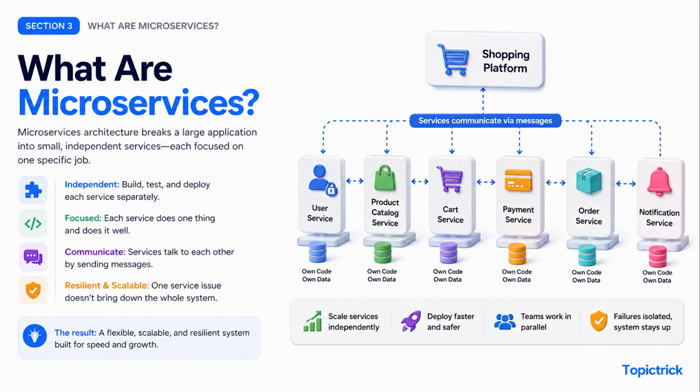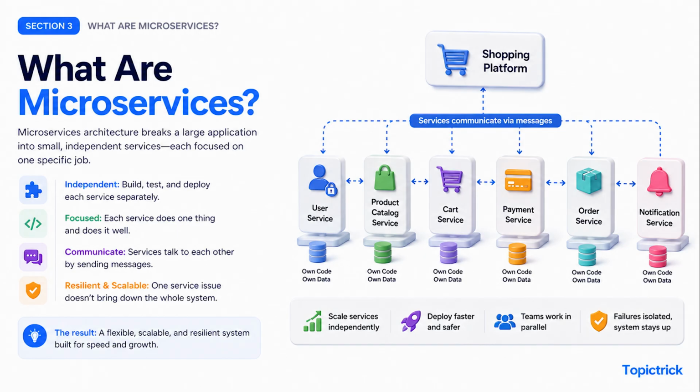The idea is straightforward. Instead of building one large application that does everything, you break the application into many small, independent pieces, each one responsible for one specific job. Each piece is what we call a microservice. Going back to our shopping platform example, instead of one monolithic system, you now have separate services. One service handles user accounts and logins. A completely separate service handles the product catalog. Another service manages the shopping cart. Another handles payments. Another tracks orders.